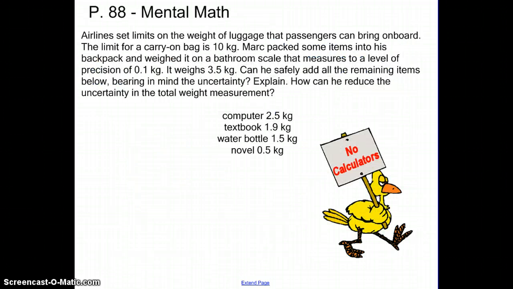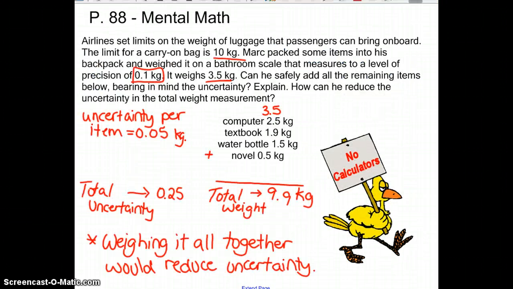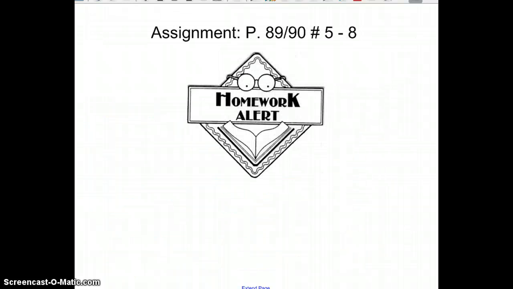Then try the mental math. Go ahead. All right, pause the screen here and just double check your answer on the board. And then you can move on to your homework assignment, which is page 88, 89, number 8 to 5.